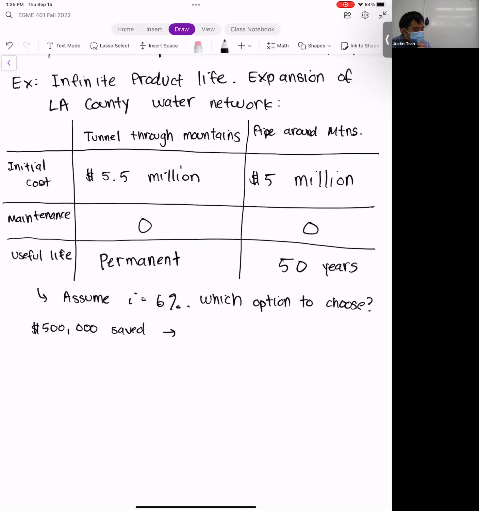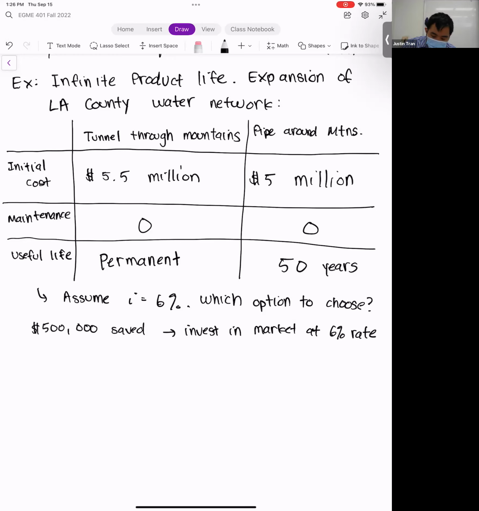What we can do is take that $500,000 and invest it in the market, right? Remember, that's the assumption we're always rolling with in these comparisons: any money saved on initial cost, we invest in the market at a 6% interest rate. And so the question we're really asking ourselves is whether that $500,000 that we save is going to grow enough over the 50 years to make that worth it. The only way we can do that is with annual cash flow analysis.